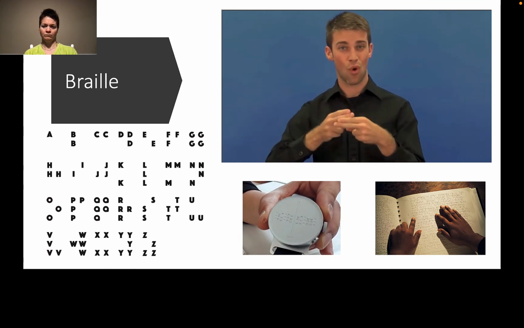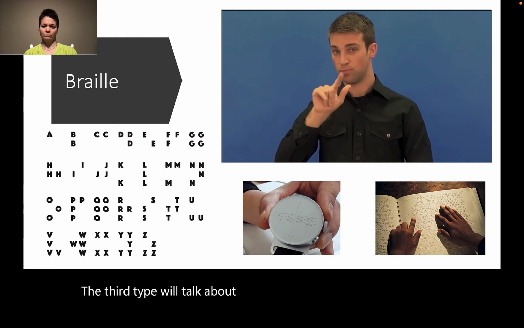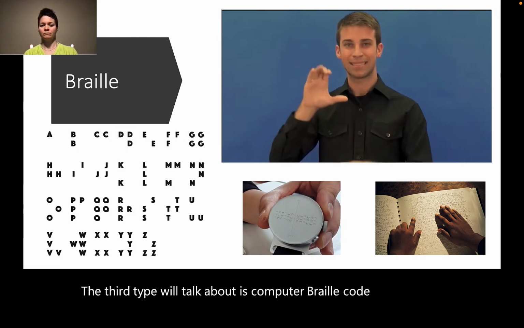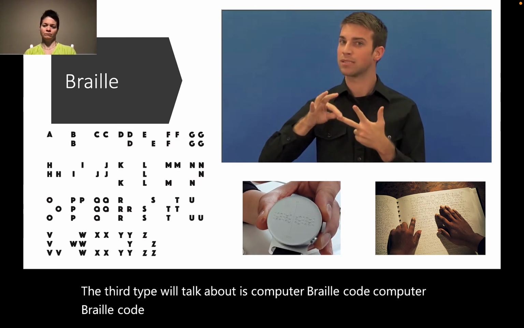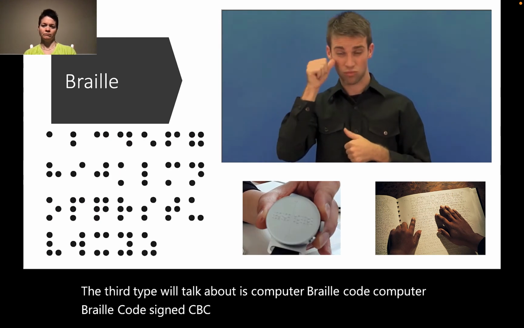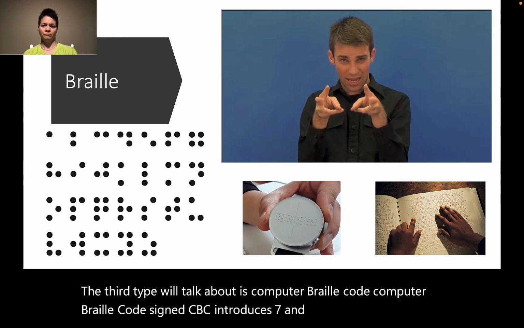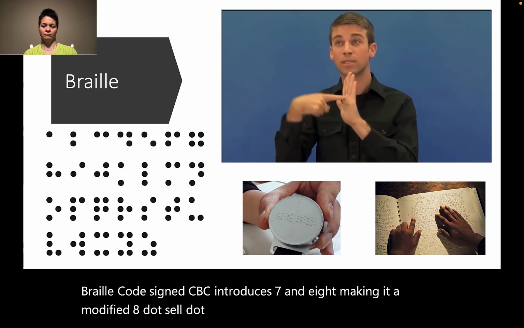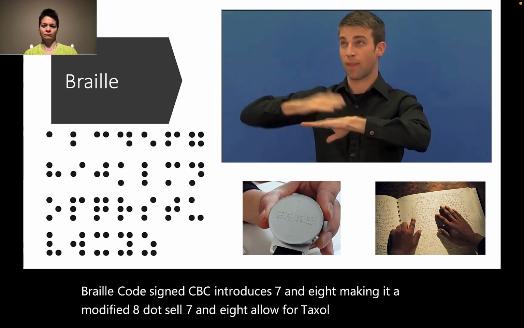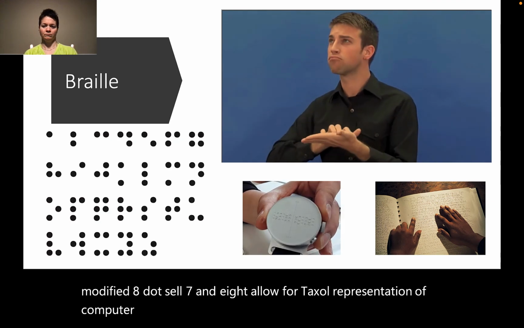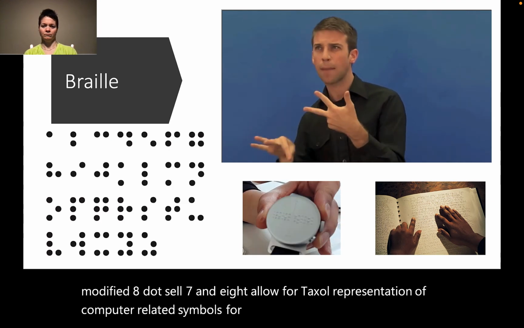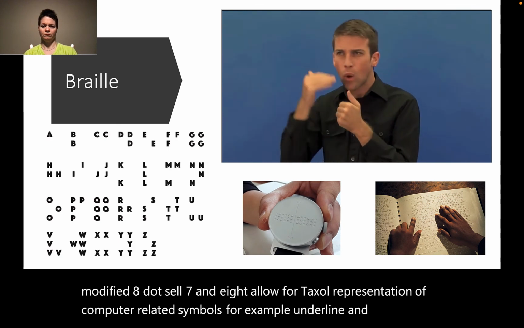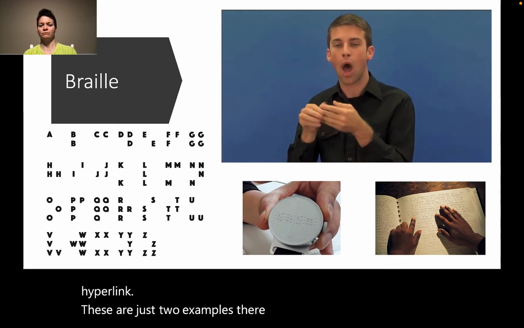The third type we'll talk about is computer Braille code. Computer Braille code, signed CBC, introduces dots 7 and 8, making it a modified 8-dot cell. Dots 7 and 8 allow for tactual representation of computer-related symbols, for example, underline and hyperlink. These are just two examples. There are many more.